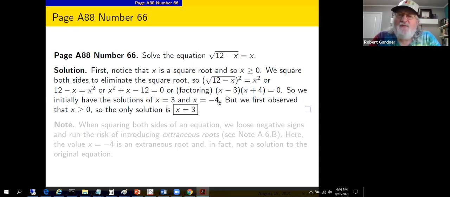If you plug negative 4 in, you get 12 minus negative 4, that'd be 16. Square root of 16 is positive 4, not negative 4. Right, so if I plug the negative 4 in, the left-hand side becomes positive 4, and the right-hand side becomes negative 4. Plugging x equals negative 4 in, well, they only differ by a negative sign. Yeah, well, they ain't equal, and that's the problem.